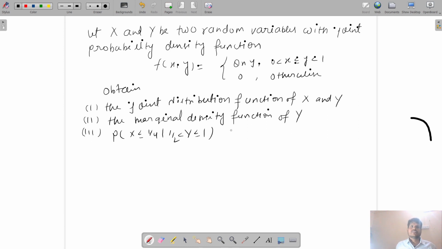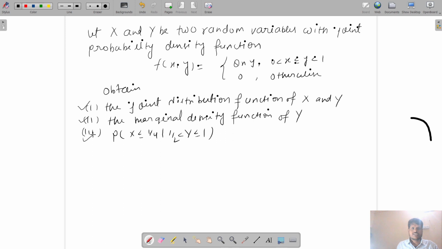We have to solve this problem on the probability density function and joint probability density function. Here we will find the joint. There are three parts of this problem that we need to find. First, the joint distribution function of x and y. Second, the marginal density function of y.